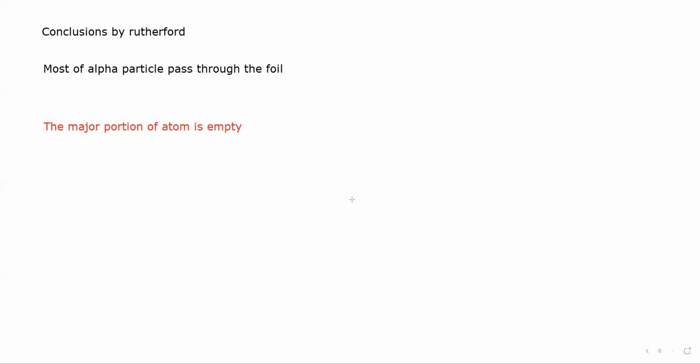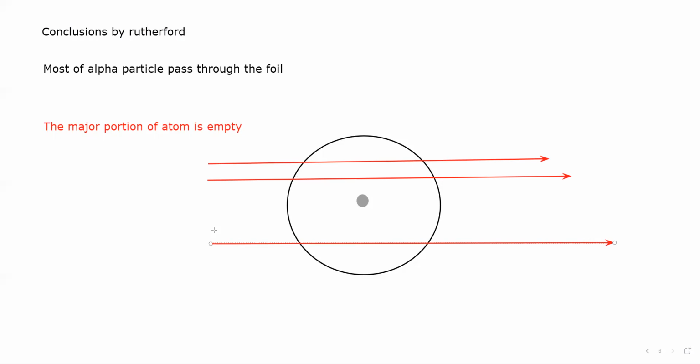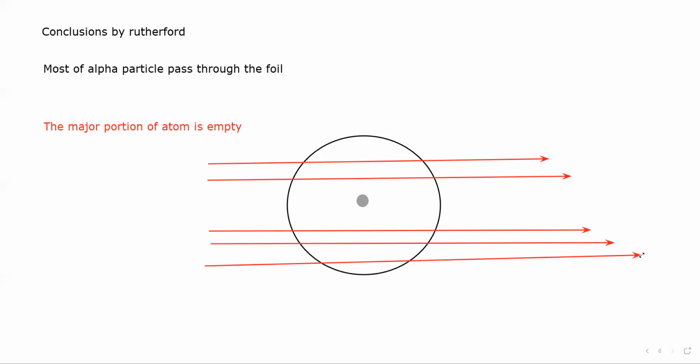For example, if I draw the structure of the atom, we have a nucleus, and around the nucleus, electrons are moving in definite regions, shells. So most of the alpha particles are able to pass through. What did Rutherford think about this observation? He suggests that because most of the alpha particles are able to pass through a material, a major portion of the atom is empty. That is why most of the alpha particles are able to pass through.